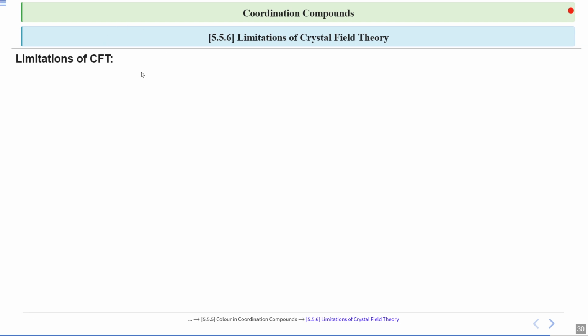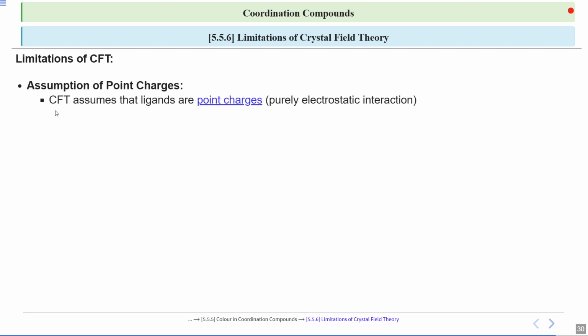What are the limitations now? There are some limitations for crystal field theory. The first is the assumption of point charges. So CFT assumes that ligands are point charges, that is, purely electrostatic interaction is going to be there between ligand and metal ion. Okay, so it assumes that ligands are point charges.